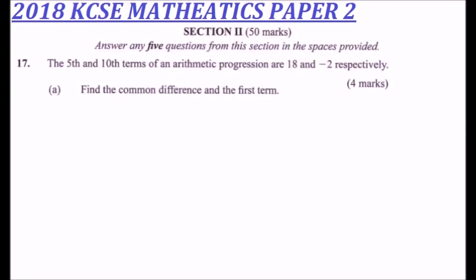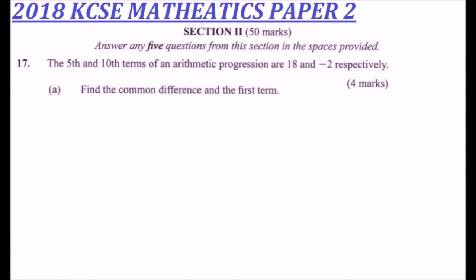So this is section 2, where you are supposed to earn yourself 50 marks. Out of the 7 questions you have been given, you are required to answer 5. But of course here we are going to answer all of them so that you understand how you go about it. So question number 17 is on sequence and series. We are told that the 5th term and the 10th term of an arithmetic progression are 18 and minus 2 respectively. Find the common difference and the first term.